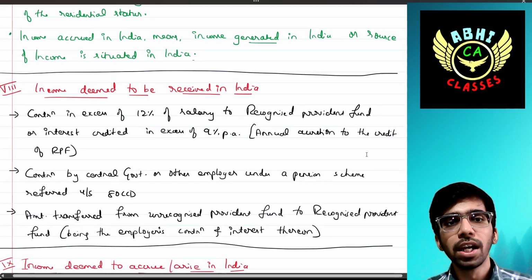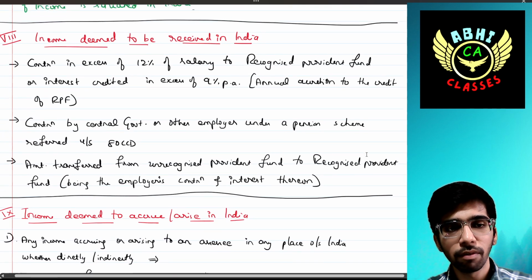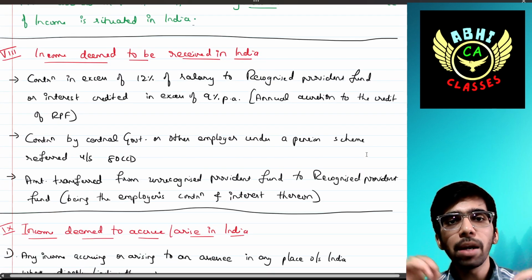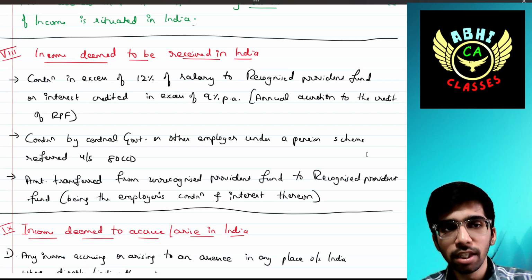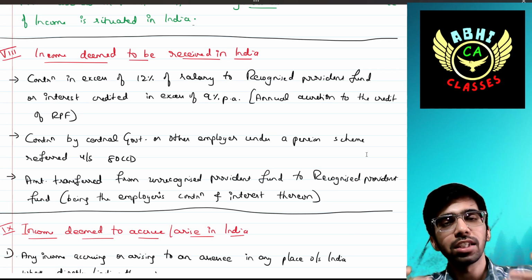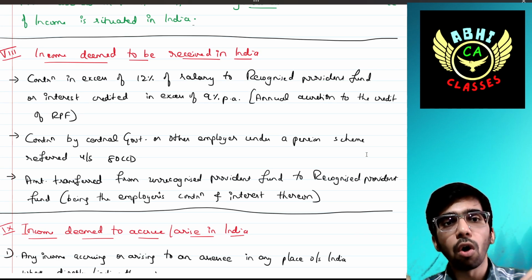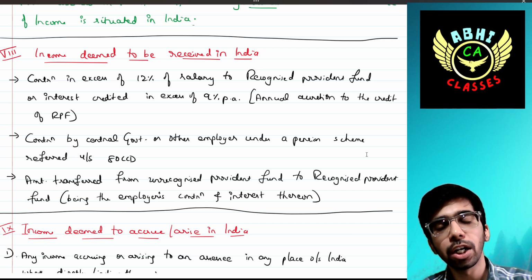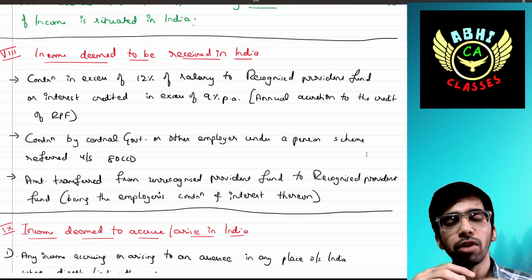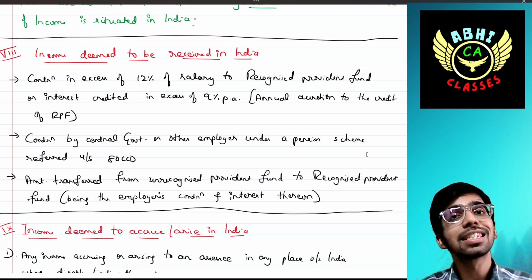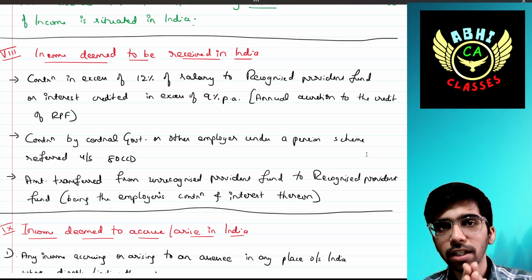Next, income deemed to be received in India. What do you mean by income deemed to be received in India? These three categories will be treated as deemed income for me. Contribution in excess of 12% of salary to the recognized provident fund, or interest credited in excess of 9% per annum. Annual accretion to the credit of RPF, meaning recognized provident fund. This will be seen in detail in the salary chapter. As of now, keep this point in mind.